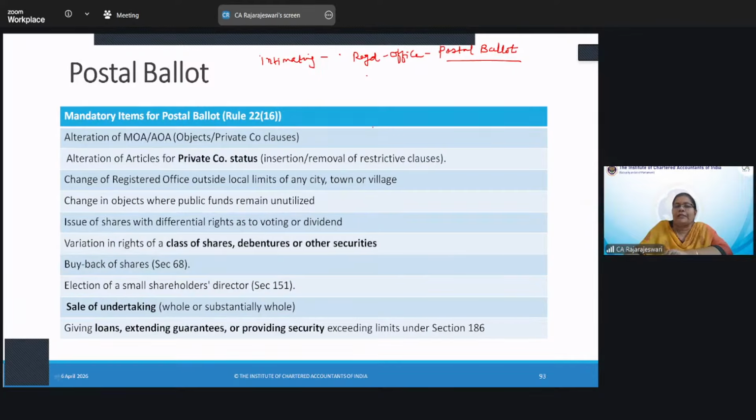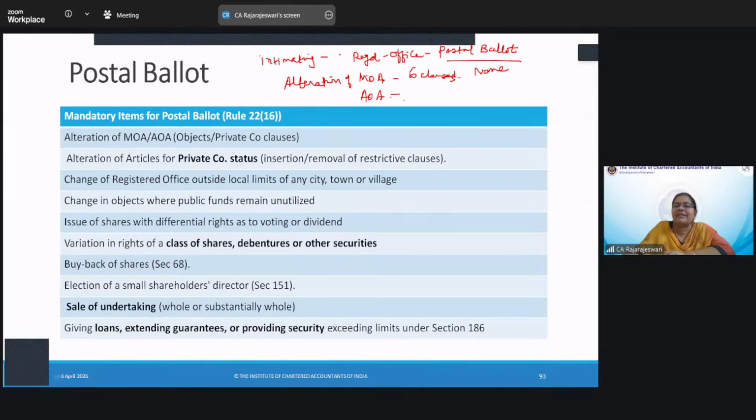If I want to alter the memorandum or articles, that is one situation: alteration of memorandum of association and articles of association. What is a memorandum? It contains the 6 clauses. When I want to change the name of the company from private limited to public limited, or change the name ABC to PQR, that requires alteration of memorandum.